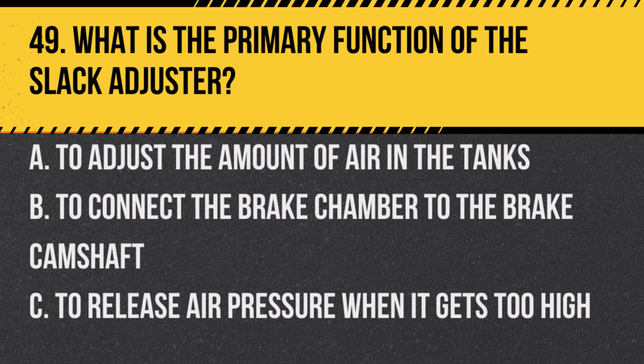Question 49. What is the primary function of the slack adjuster? A. To adjust the amount of air in the tanks. B. To connect the brake chamber to the brake camshaft. C. To release air pressure when it gets too high. Answer B. To connect the brake chamber to the brake camshaft. The slack adjuster also ensures that brakes are adjusted properly.